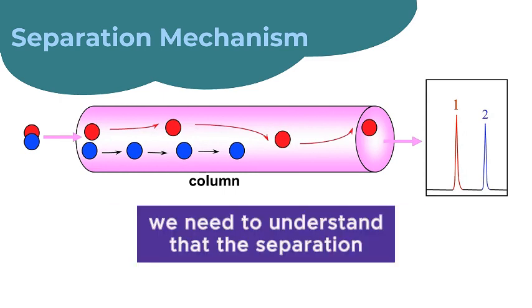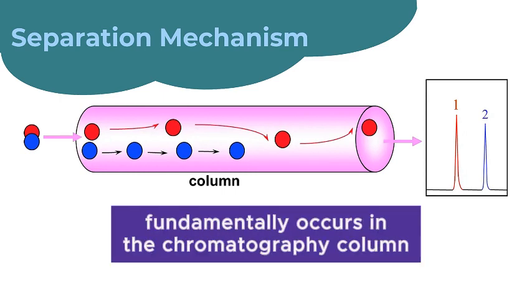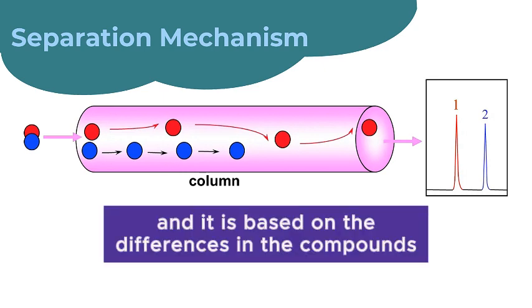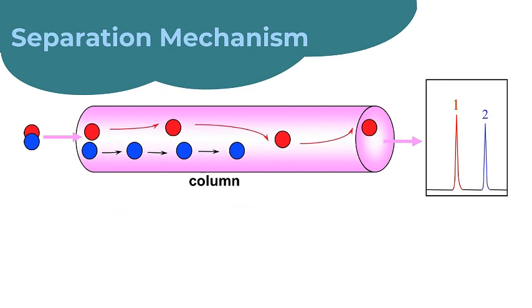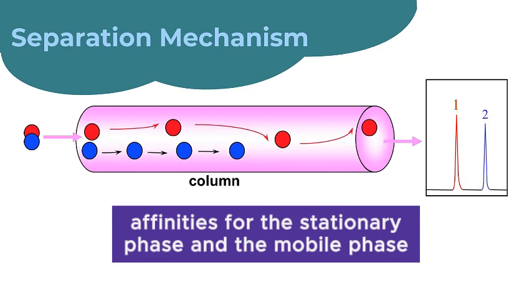The next important aspect of the HPLC system is the mechanism of separation of compounds within the device. We need to understand that the separation fundamentally occurs in the chromatography column, and it is based on the differences in the compounds' affinities for the stationary phase and the mobile phase.